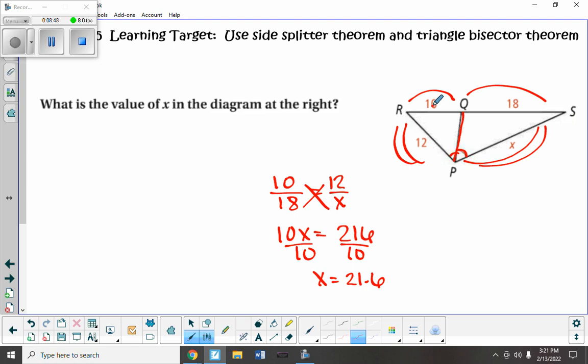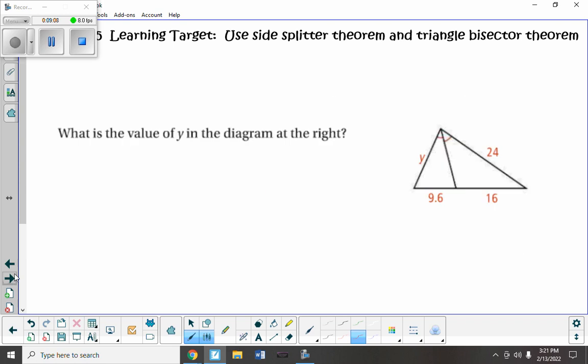You could do bottom to side, so 10 to 12, and bottom to side, 18 to x. And you'd still get 10x equals 12 times 18, which is 216, which is going to give the same answer. You just have to be consistent in how you set it up. So in this next one, either way that you want to do it, if you want to go bottom to bottom, and then side to side, or you could do side to bottom.